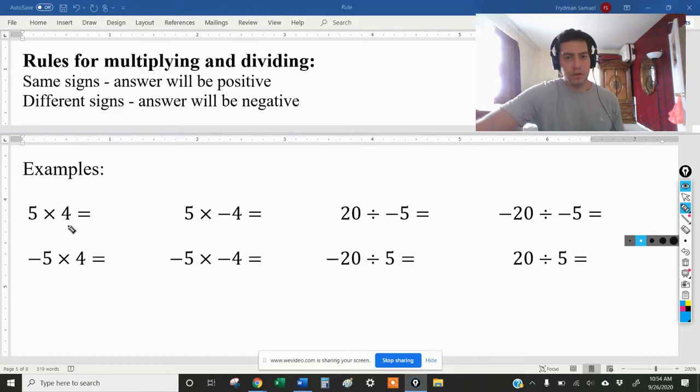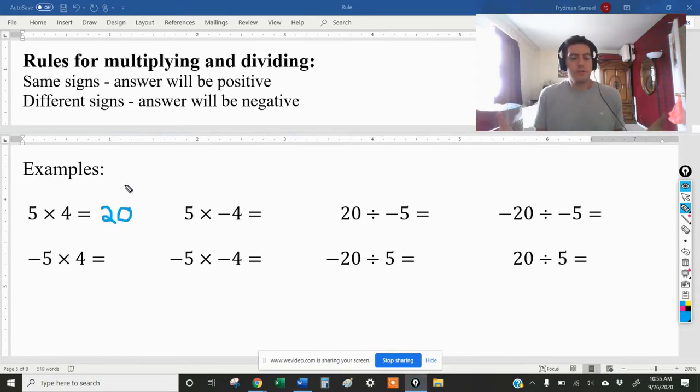5 times 4. So this is a positive 5 and this is a positive 4. So we have the same sign, the sign meaning if it's positive or negative. They're both positive. So according to our rule, if we have the same signs, the answer will be positive. So 5 times 4 would give us a positive 20. Okay, and you already knew that from elementary school, but now that we have these rules, you can see that they still fit with the rules that you already knew.